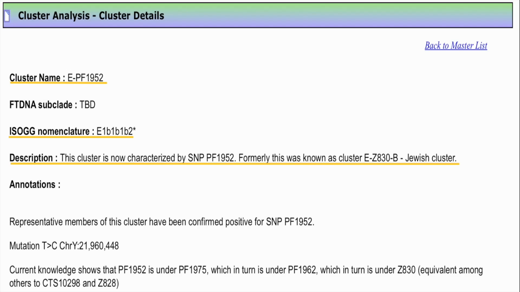Cluster name E-PF1952, ISOGG nomenclature E1B1B1B2. Description: this cluster is now characterized by SNP PF1952. Formerly, this is known as cluster E-Z830-B Jewish cluster.